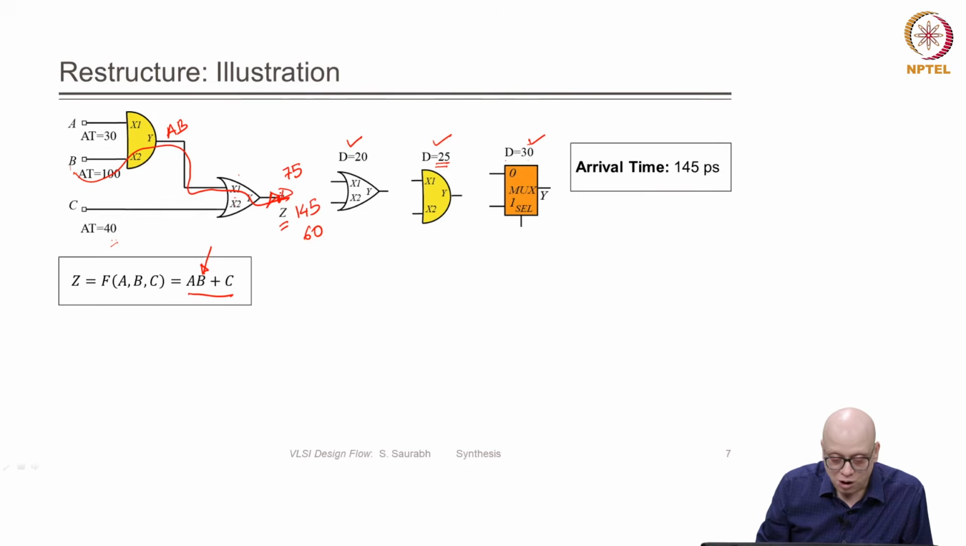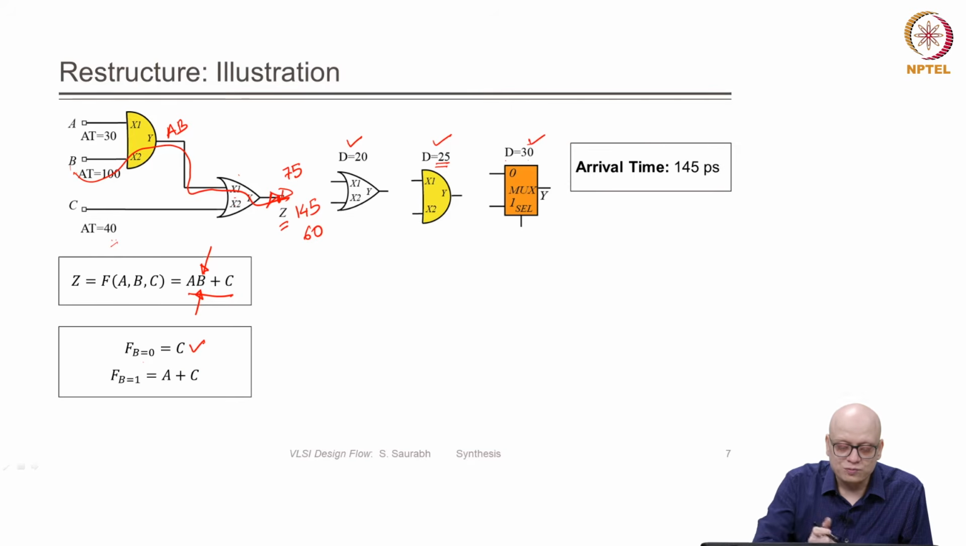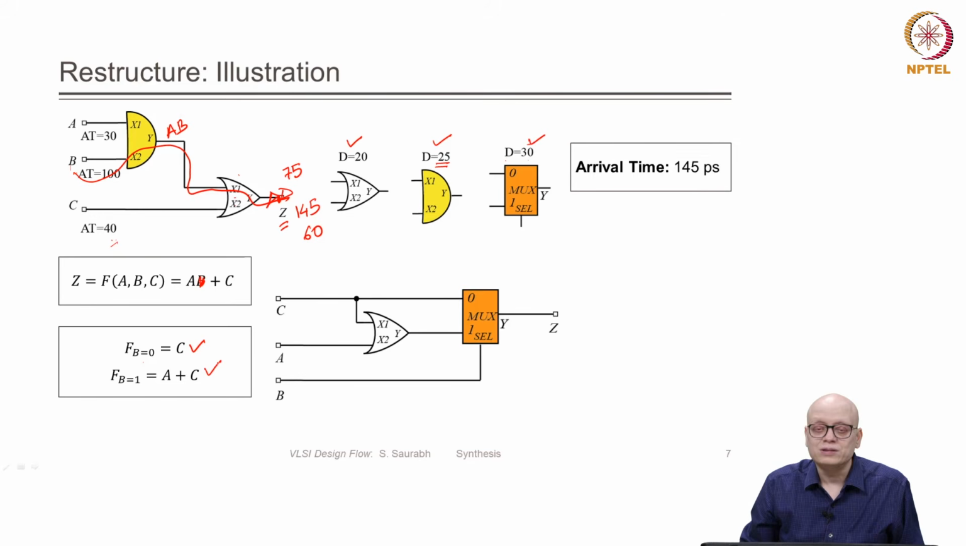So, what will be the negative cofactor of this? For that we need to set B equal to 0, right. So, if we put B equal to 0, Z becomes C, right, and if we make B equal to 1, we get the positive cofactor, right. So, if we make B equal to 1, then it becomes A plus C, right. Now, with this cofactoring, we can do the implementation using a mux, and the implementation will look something like this.